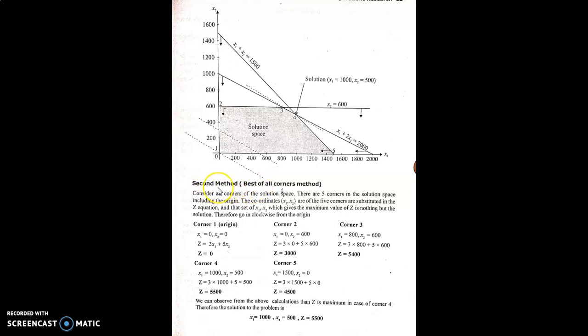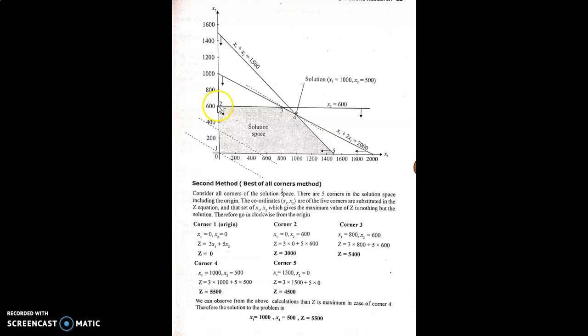After getting the solution space, here we have got the 5 corners, right? This is the second method actually. The first method, let us leave that. Let us solve with the help of the second method only, that is the best of all the corners method. Corner number 1 is at the origin, having values 0, 0. x1 is 0, x2 is also 0. We put x1 and x2 in the z equation, because we need to get the maximum value of z from these 5 corners. Whichever is the highest will be your solution. Putting 0, 0, z is definitely 0.